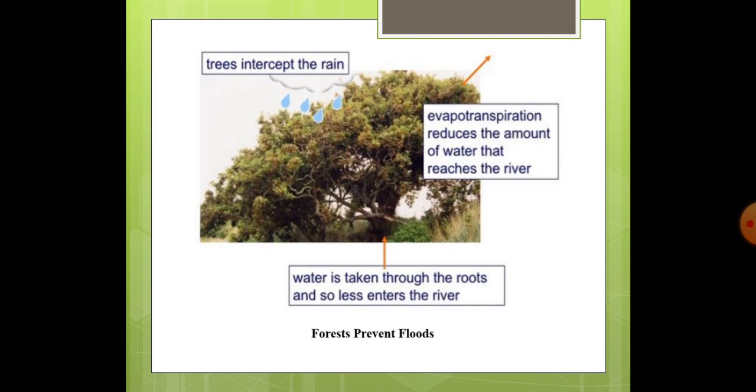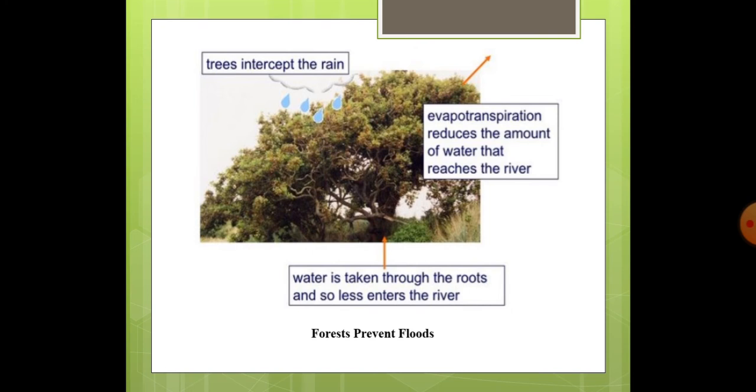Now we can see that forest also prevents floods. The trees intercept the rain, and evaporation takes place in the trees because they are doing the process of transpiration. So the evapotranspiration reduces the amount of water that reaches the river.